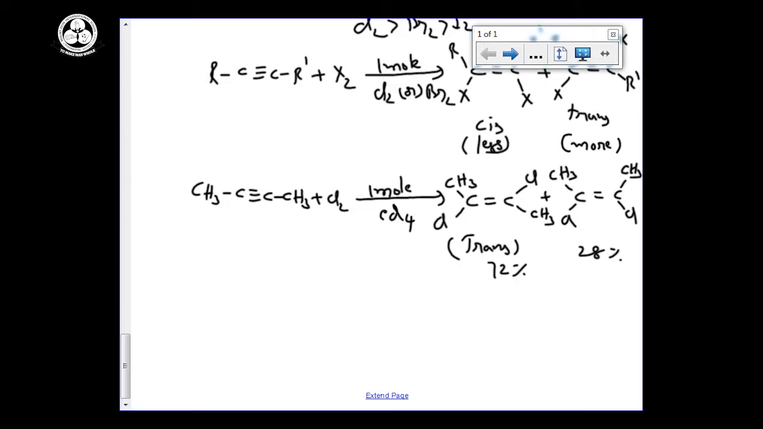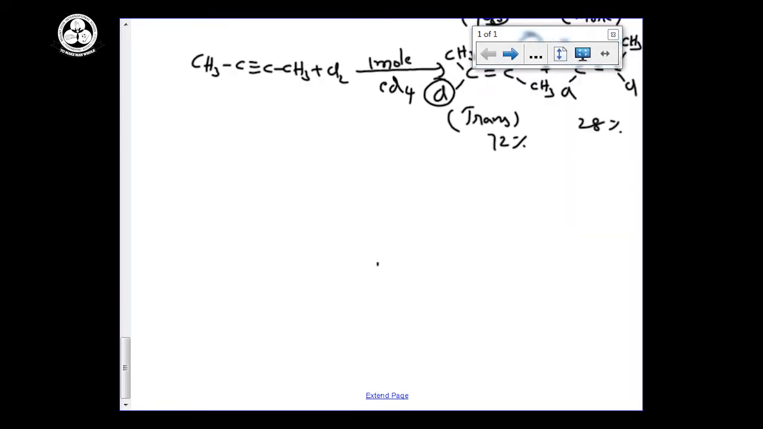The trans form is always more stable than the cis form. Generally, why trans is more stable, you can simply memorize like this: in the trans form the most electronegative groups are in opposite directions, which means there is less steric repulsion. Less steric repulsion means it is the more stable compound. This is addition of halogen.